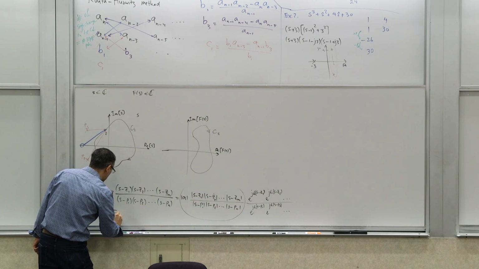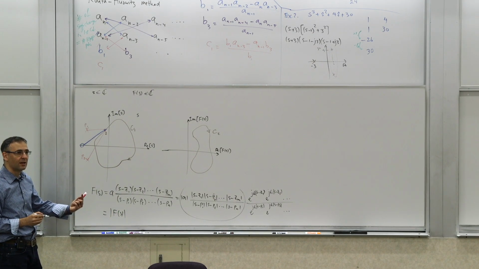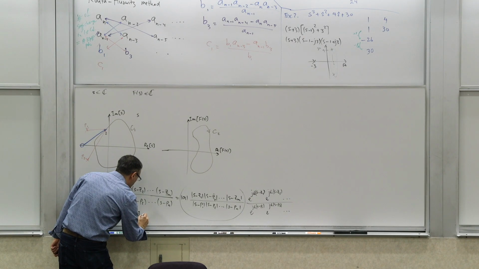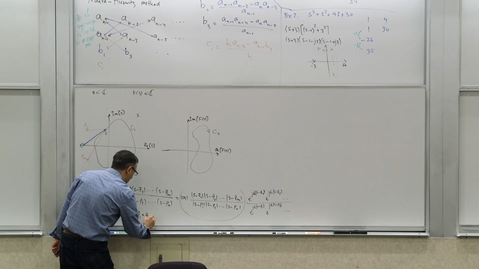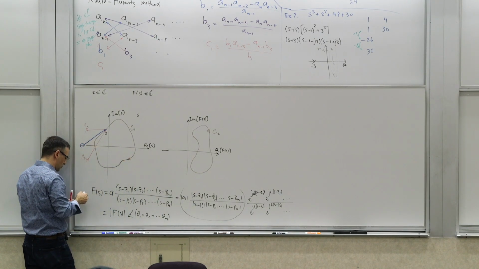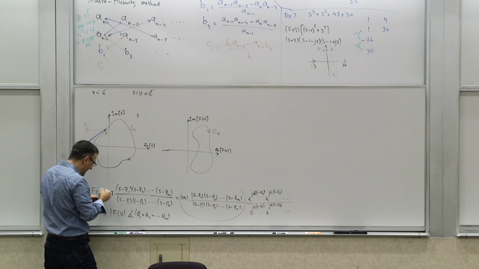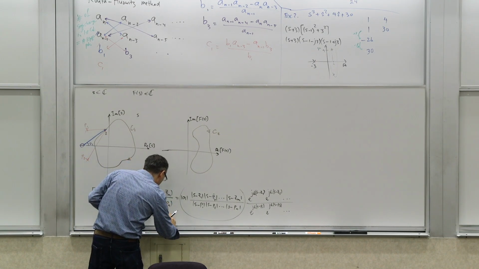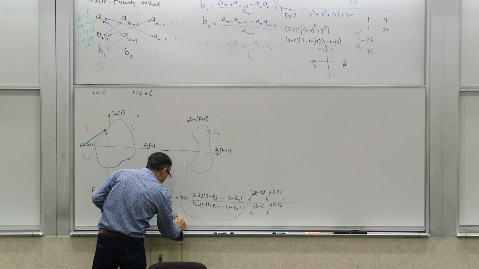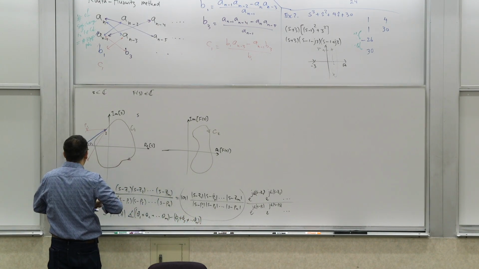So this you can call the magnitude of f of s, times the total phase, which is what? The total phase of this thing is going to be theta 1 plus theta 2, all the way to theta m, which are the angles of these vectors, right? So, for example, this is theta 1. And then the angles associated with the poles, call them phi 1, phi 2, all the way to phi n, right? And those are, for example, here.